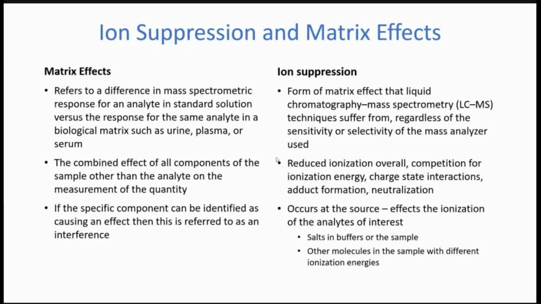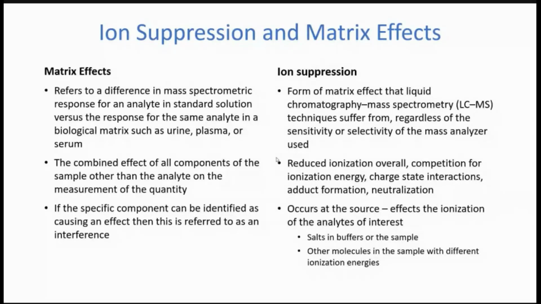It's caused by the combined effect of all the components in the sample other than the analyte. It can cause things like adduct formation or make the ionization process less efficient and therefore reduce the signal. If a specific component can be identified as causing an effect, then this is referred to as an interference. Interfering ions can change the way the mass spec sees things, and if you know what it is, you can try to work with it. The worst is when you have a matrix effect that you just can't explain, which is probably what happens most often.